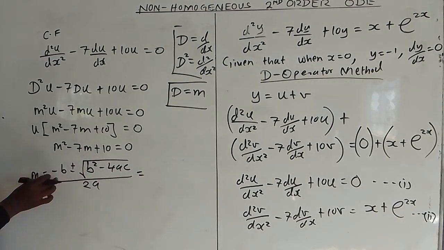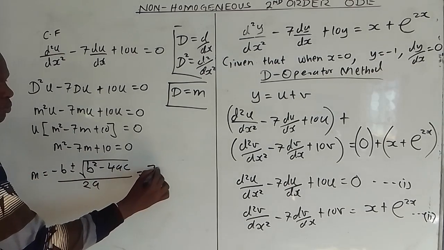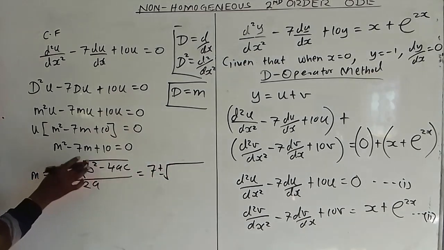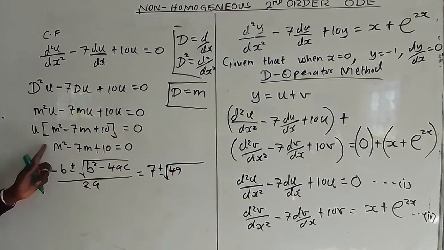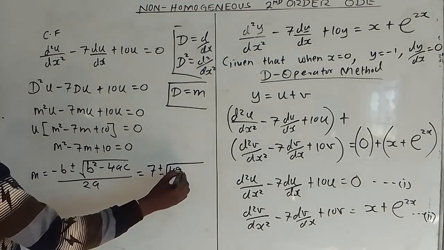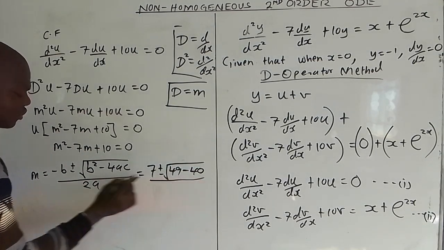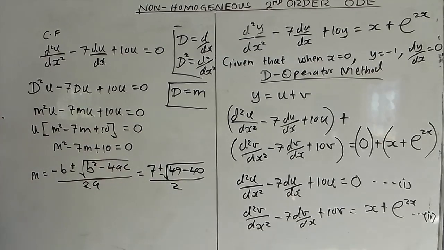So b is negative 7. So negative of negative 7, you get positive 7, isn't it? So that is positive 7 plus or minus the square root of b squared, negative 7 squared is positive 49, isn't it? Minus 4ac, 4 times 10 times 1 is minus 40, isn't it? Over 2 times a, 2 times 1, like that, isn't it?